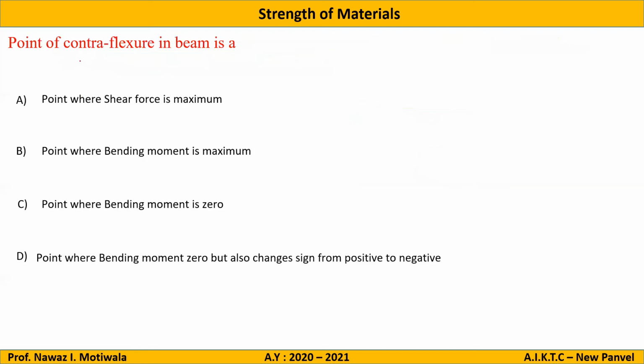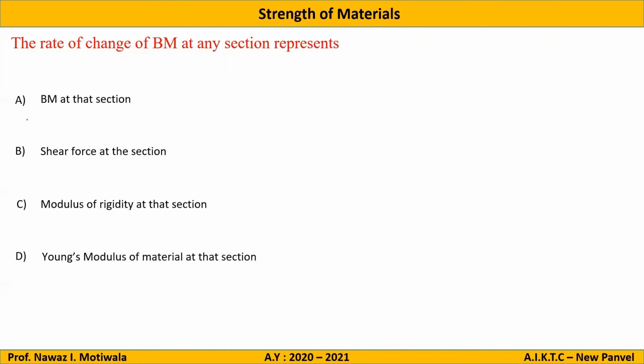Next question. The point of contraflexure in a beam is, as we have just seen, the point where the bending moment is 0 and also changes sign from positive to negative. So this is the option. Then, the rate of change of bending moment at any section represents what? We have also seen this in our LMR. The rate of change of moment with respect to section is nothing but V, that is shear force. So the answer is option B.